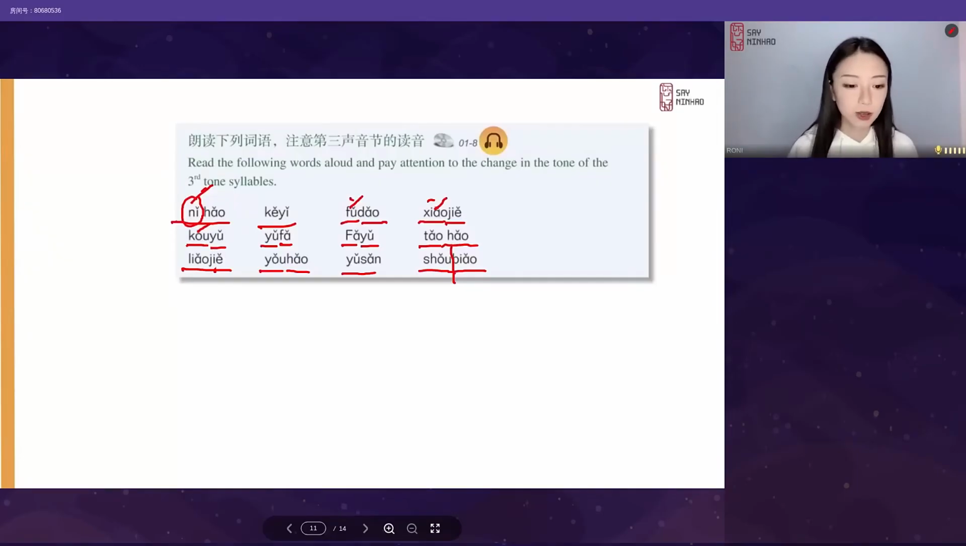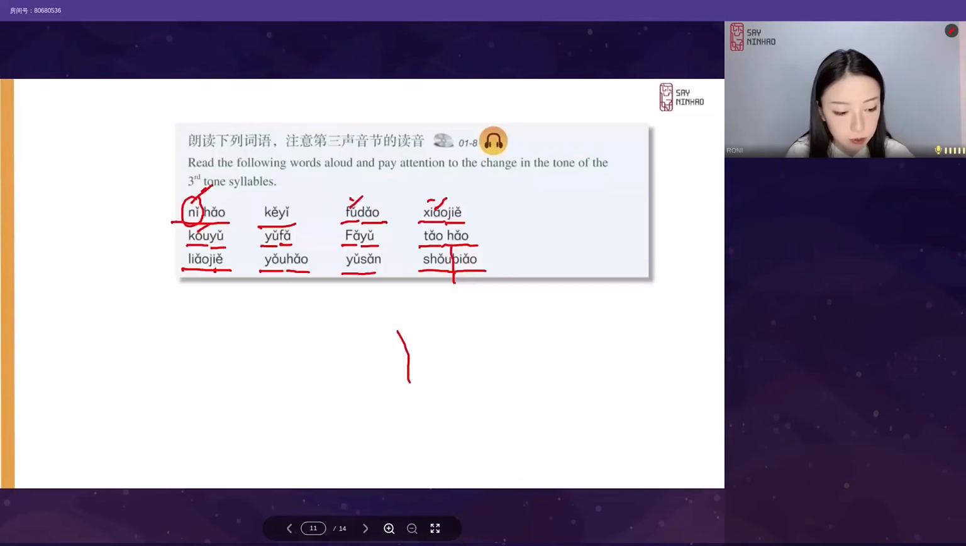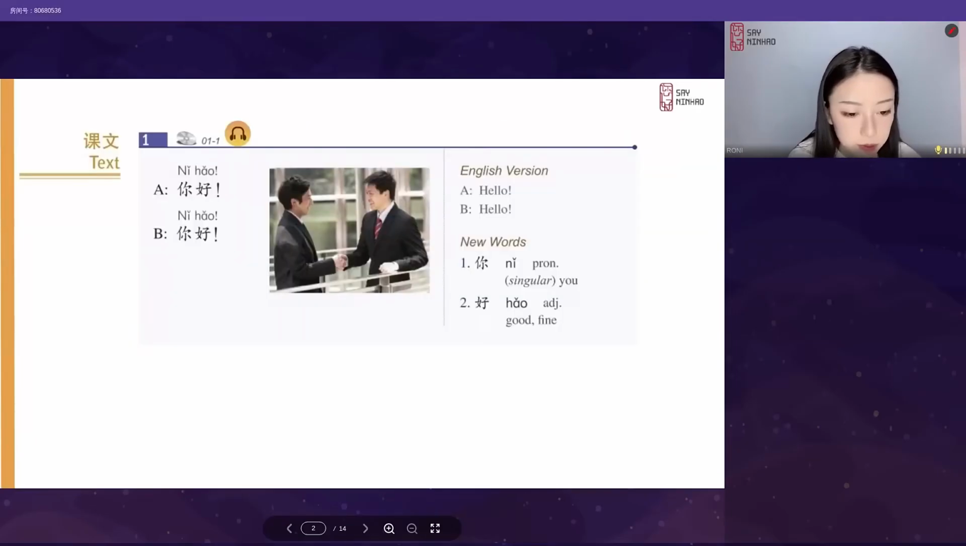So that is all for the practice of the third tone sandhi. Now let's move on to the next part, the text. Let's move on to our text to learn the greetings of Chinese. So we can see here are the new words. Let's first learn the new words.